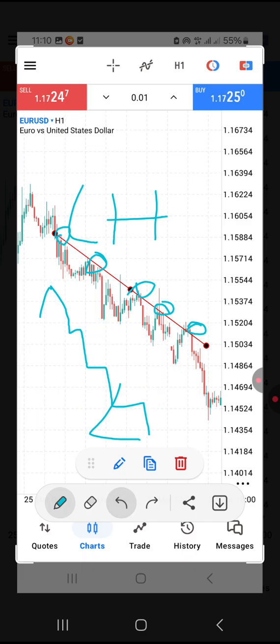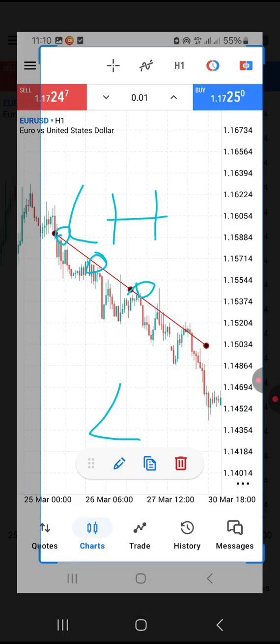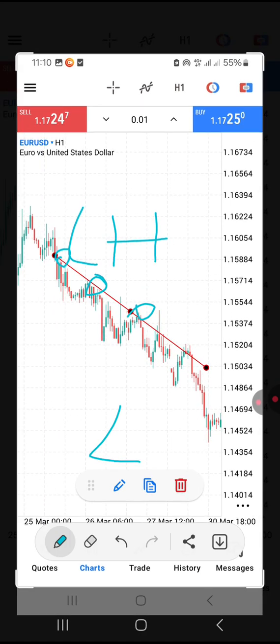Let me clean this. So if you watch this graph, this is what you're likely seeing. You're seeing something like this. Price came up, down. Does it make sense?